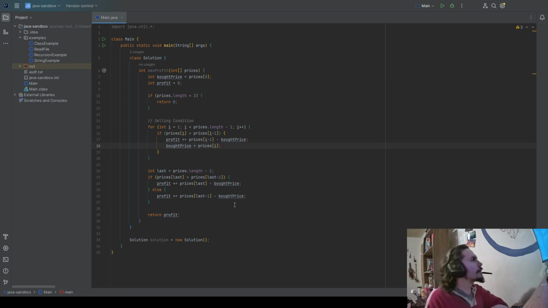So if the last price is greater than the price before it, we're going to add to profit the last price minus the bought price. Otherwise, we're going to do the price before that minus the bought price, which would probably not necessarily be 0, but it would be different than the other because it's different numbers you're subtracting. Anyways, it ends up running correctly, and it was actually really straightforward.